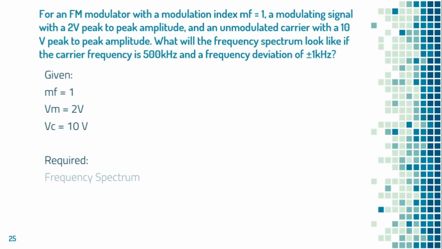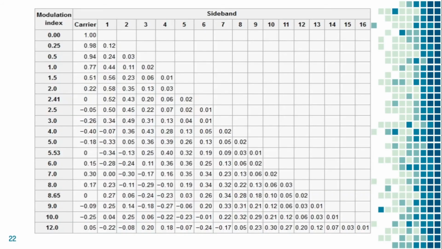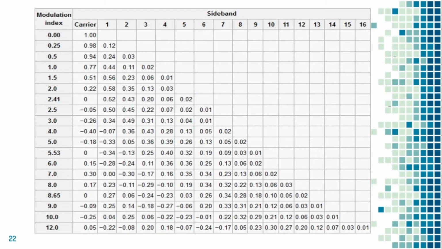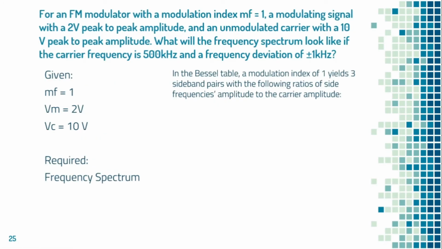So pag chinek natin yung Bessel table, a modulation index of 1 yields 3 sideband amplitudes, tapos andito yung carrier. Ito yung sideband amplitudes, ito yung carrier. So in the Bessel table, a modulation index of 1 yields 3 sideband pairs with the following ratio of side frequencies amplitude to carrier amplitude. Yung J0, siya yung carrier, yung modulated carrier amplitude. Yung ratio niya pagka na-modulate na. J1 is yung first set of sidebands, J2 second set, J3 third set.